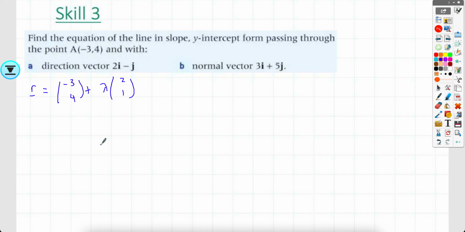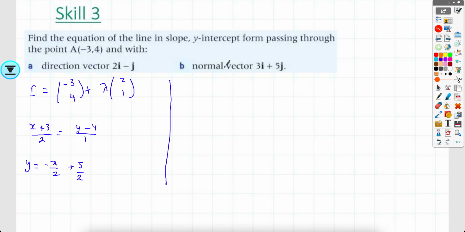in gradient intercept form, so I can immediately switch it to Cartesian form, and say this is (x plus 3) over 2, and this is (y minus 4) over 1. I'll skip the algebra here. I'll make y the subject, and that's going to be negative x over 2 plus 5 over 2. So that's me writing it in gradient intercept form.